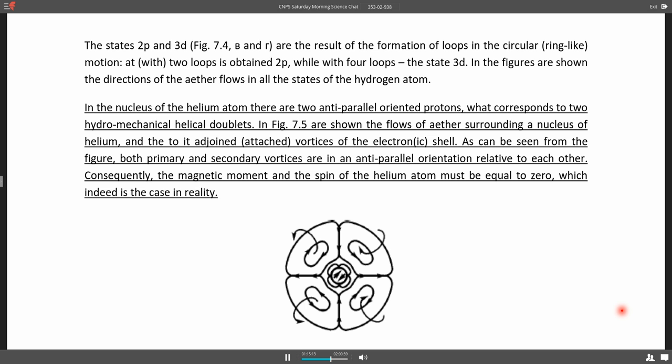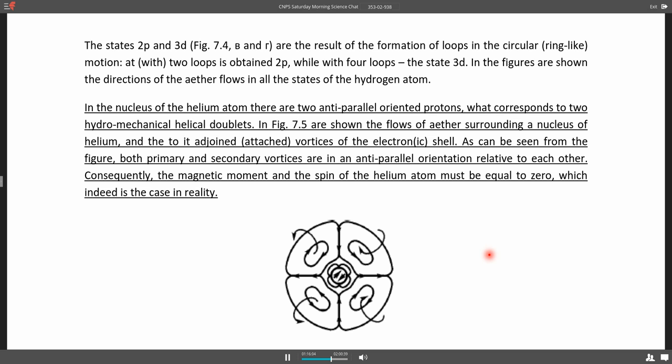Was he saying that the helium shouldn't be stable, or what was the problem? In the nucleus of the helium atom, there are two antiparallel oriented protons, which corresponds to two hydromechanical helical doublets. You remember these helical doublets, was it last Saturday? One of the participants was Eric Reiter. Do you remember, Franklin? Yes, Eric. He was talking about his six-year-long work on helium, on the alpha particle actually, and the effects where those particles separate into two substructures. Do you remember?